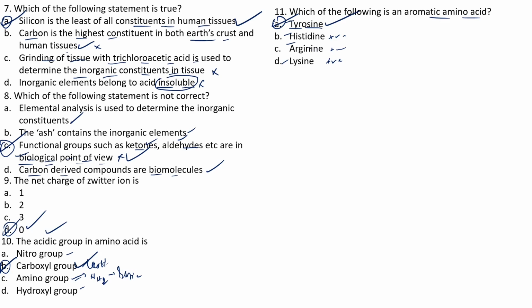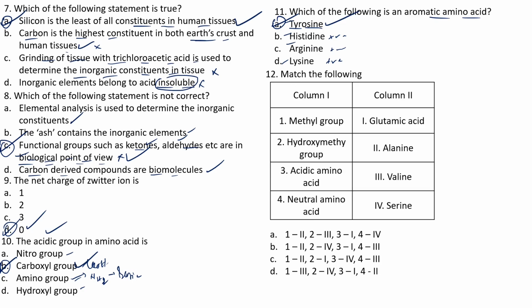Now, moving on, match the following. We are having 2 columns, that is column 1 and column 2. In the first column we are having methyl group, hydroxymethyl group, acidic amino acid, and a neutral amino acid. In column 2 we are having glutamic acid, the next one is alanine, and valine is the third option. Last we are having serine, right? So we all know the methyl group is mainly present in the case of alanine, so we can write 1 number over here. Hydroxymethyl is mainly present in the case of serine.